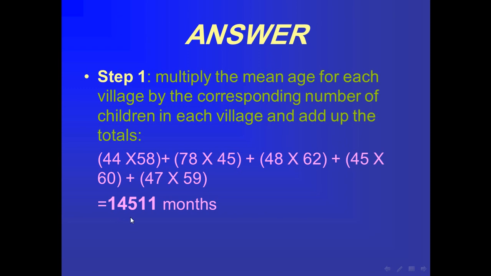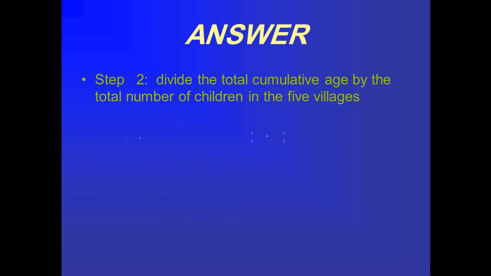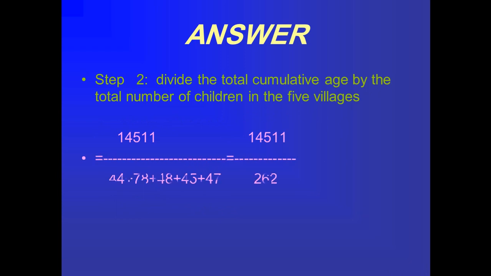14,511. These are in months, and we have to calculate the number of children in all villages to get the total n, and it was 262. So by dividing 14,511 by 262, where 14,511 is in months and 262 is the number of children in the villages as a whole, the result is the mean. It is 55.38 months.